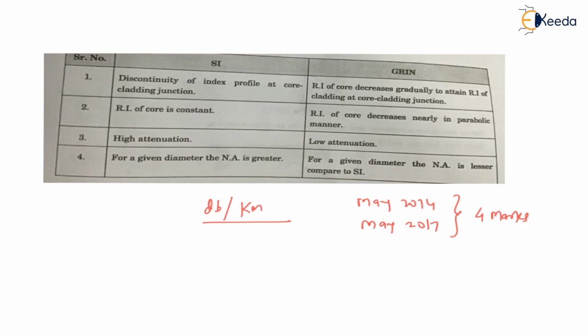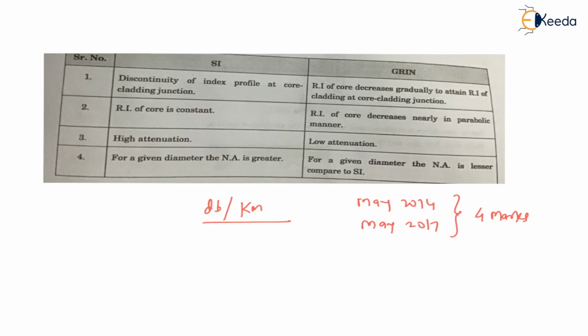And then we have the last point: in step index fiber, for a given diameter of core, the numerical aperture is greater. But for graded index fiber, for a given diameter of core medium, the numerical aperture is less, or compared to SI, the value is a little bit lower. So this is the difference between step index fiber and graded index fiber.